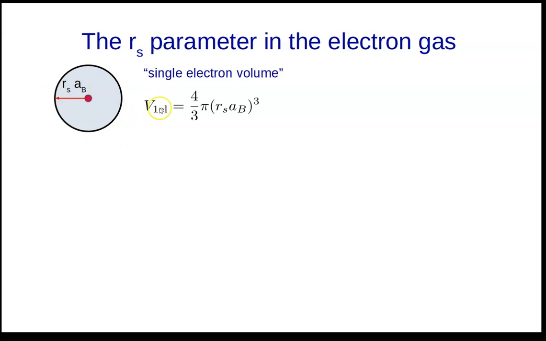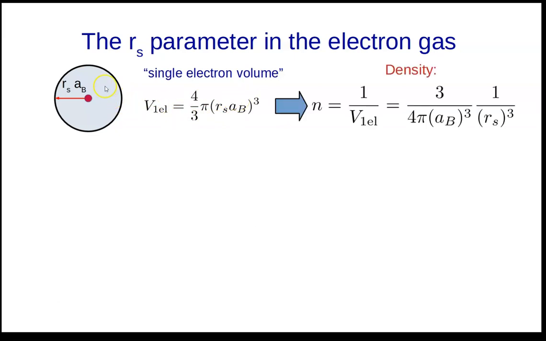So this volume would be the volume of the sphere with a radius Rs a_B, 4/3 pi (Rs a_B) cubed. And for a given density, this is the inverse of the density, right? Since the density is the total number of electrons divided by the total volume, this is 1 divided by the volume occupied by a single electron.